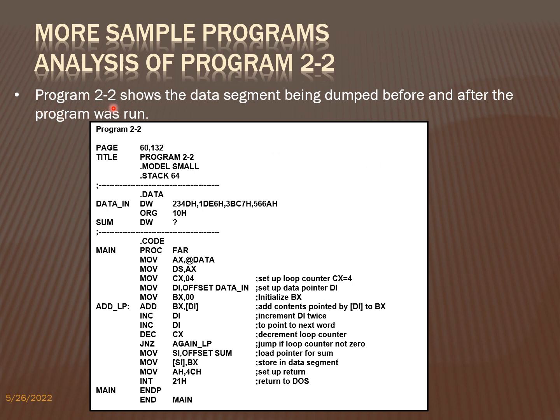Okay, Program 2.2 shows the data segment before and after the program was run. In this, if we look at the label data in, the data segment is defined as word. Word means that it is 16-bit, 2 bytes. And the sum also, but it will start at offset 10.